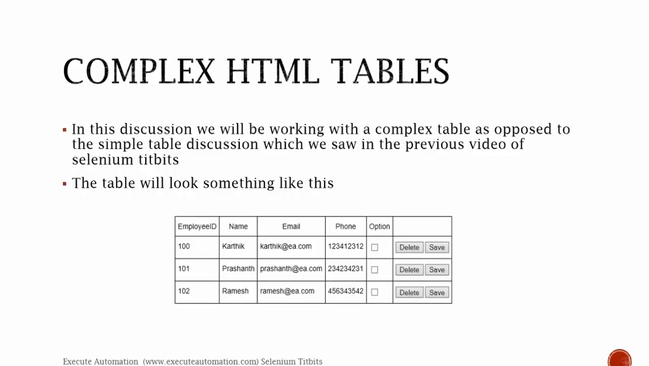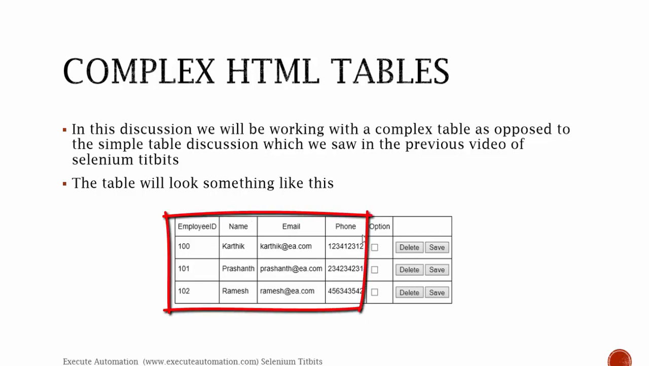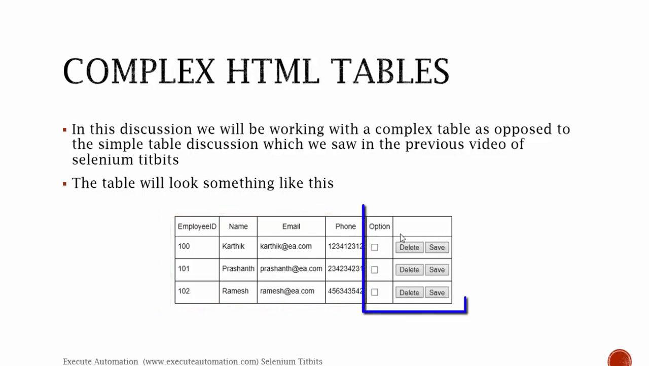So complex HTML table. In this discussion, we will be working with complex table as opposed to the simple table discussed in our previous video of Selenium Tidbits. This table will look something like this. It will have the same structure until here, but it will have additional two columns. And the one column will have option and it will have some checkboxes. And this kind of scenario is most common in your projects as well. And there is one more column and it will have a delete and save buttons.